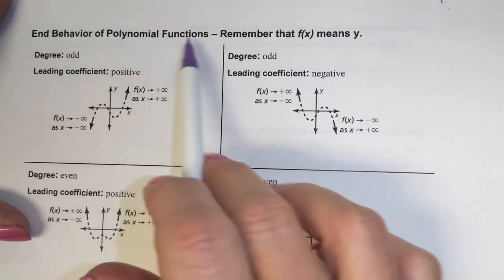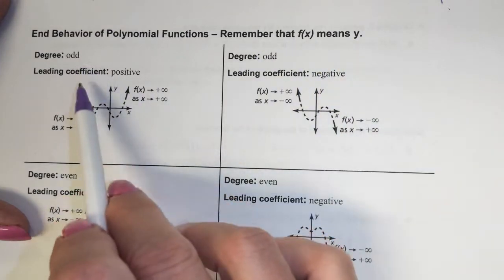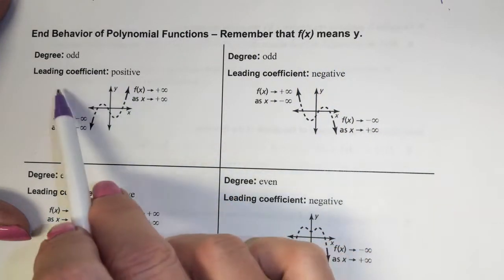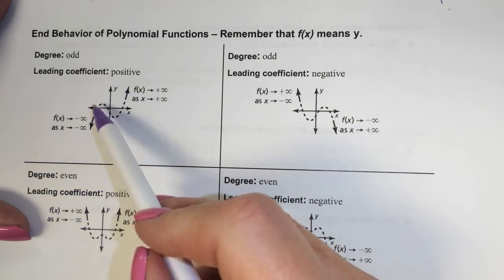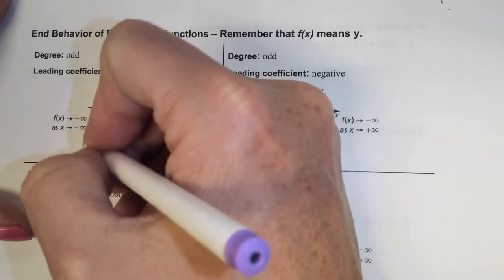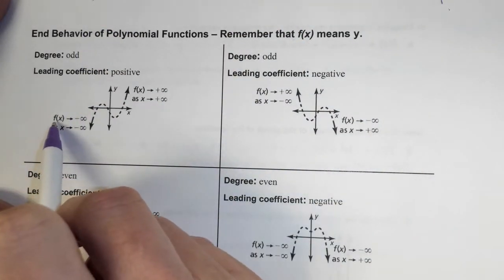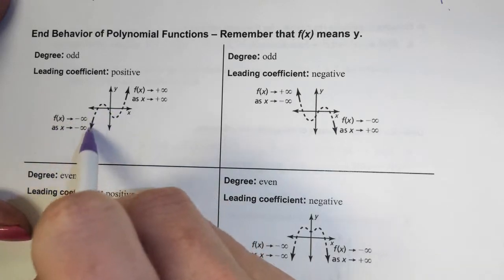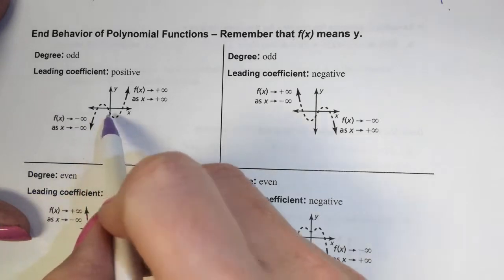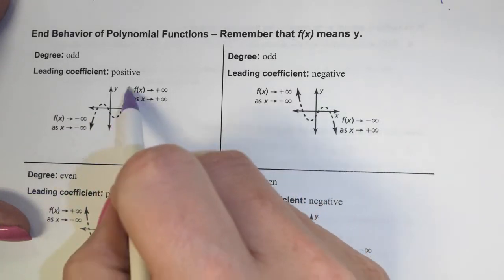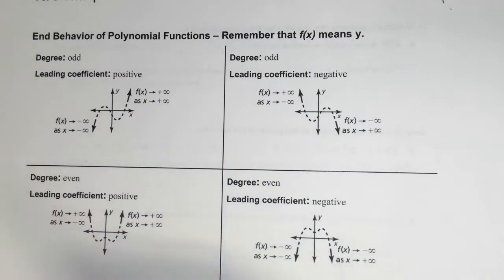Alright, so looking at end behavior. First of all, remember, f of x just means y. If I have an odd degree, and if that leading coefficient is positive, here's what the end behavior looks like. It goes down at this end, up at this end. The way we describe it is y is going to negative infinity as x is going to negative infinity. This means y is going to positive infinity as x is going to positive infinity.